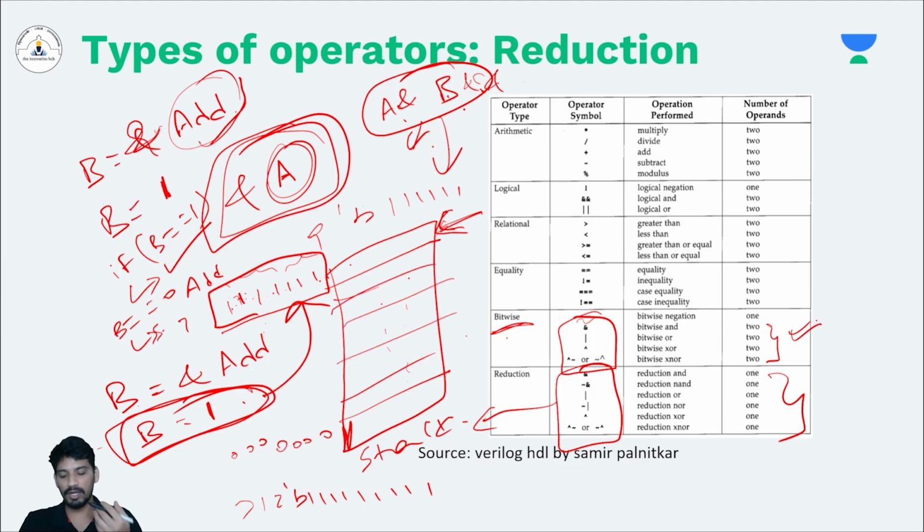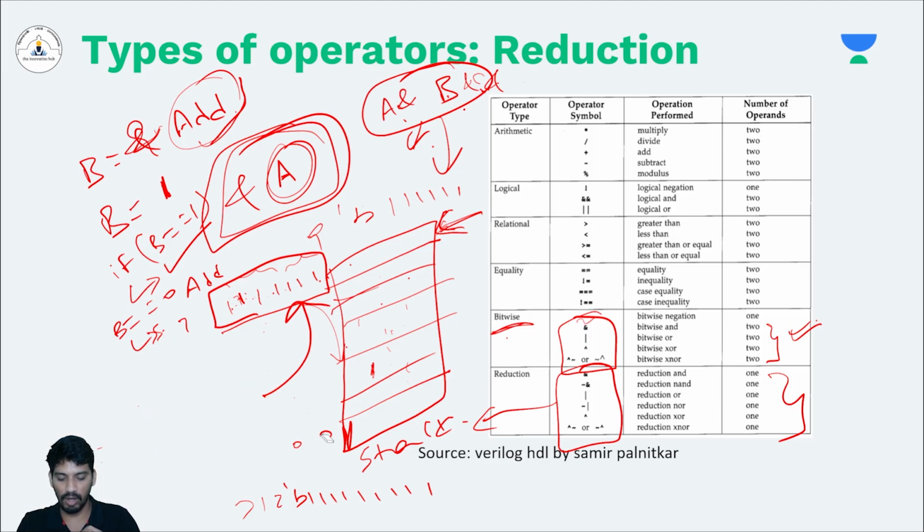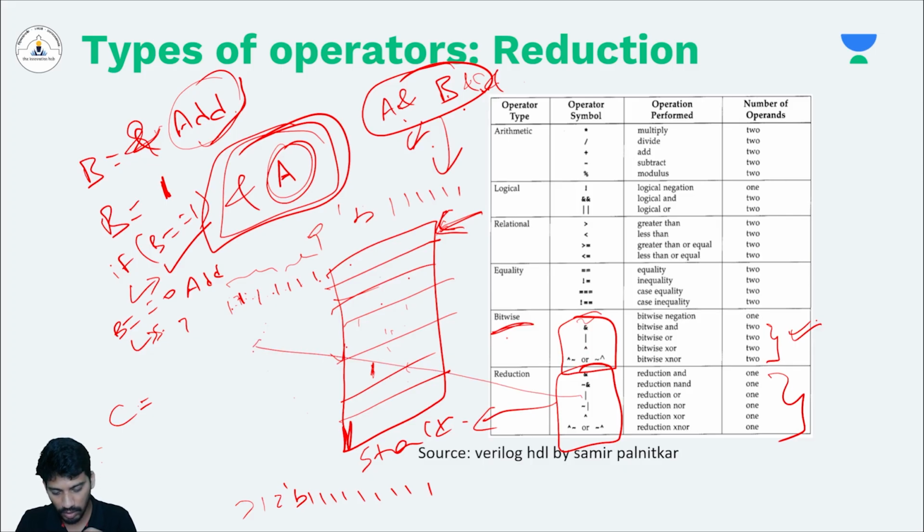Right? Similarly, you can use the bitwise OR operator to check whether the stack is having space or not, like this. I mean, if you want to check whether any single bit inside the address is 1 or not, by using an OR operator, right? Let's take an example, let's say c is equal to, what is the operator for reduction? OR, this, |address.